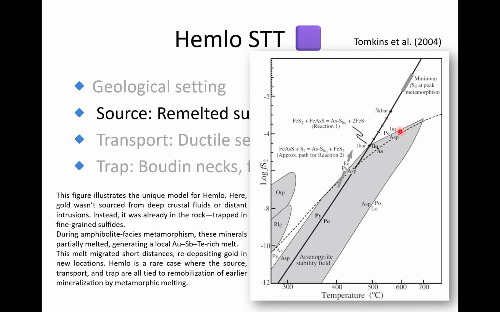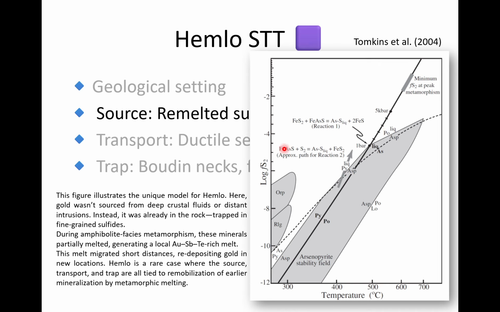So the peak metamorphism condition at Hemlo is at this temperature, and the system crosses into the liquid field. This means that arsenopyrite is no longer stable and begins to melt. So these are the reactions shown here.